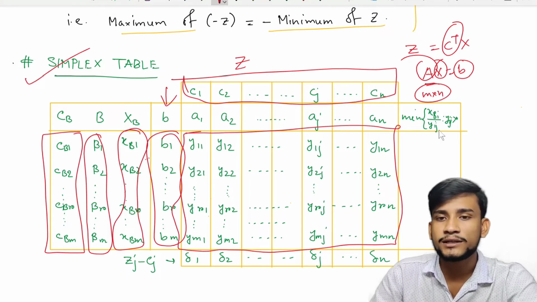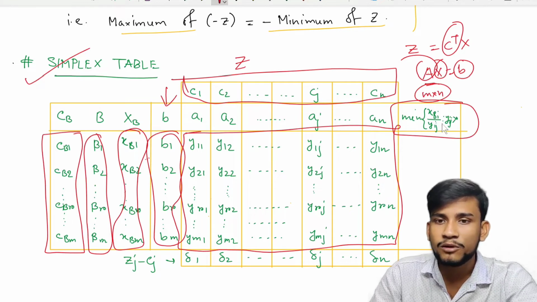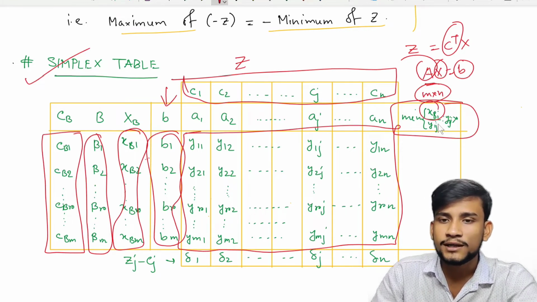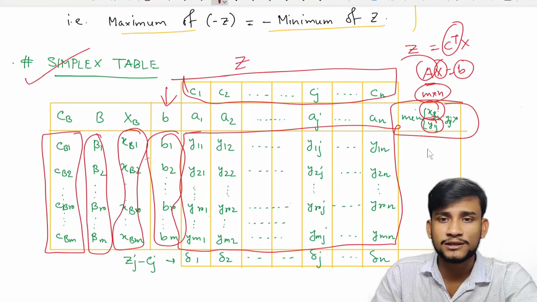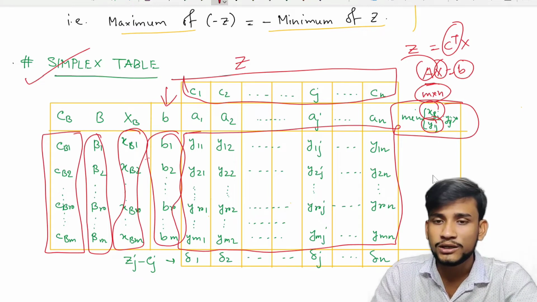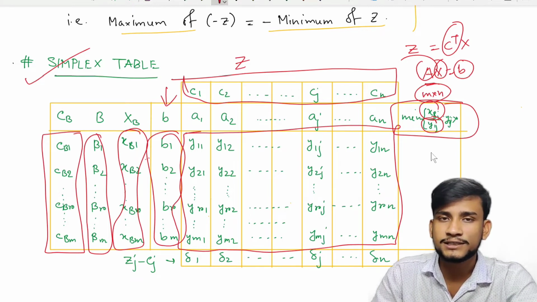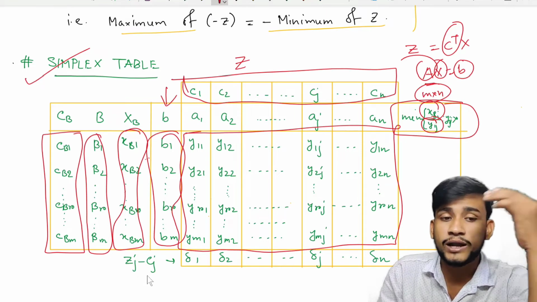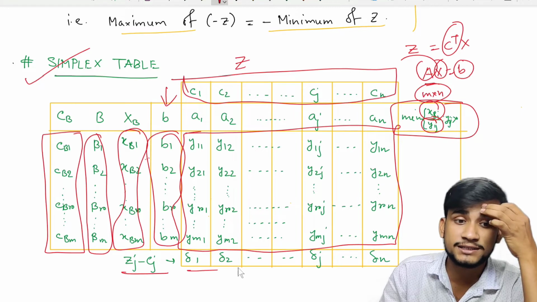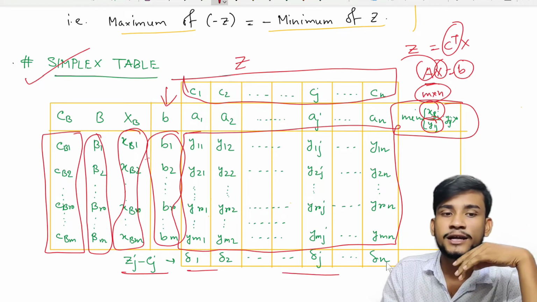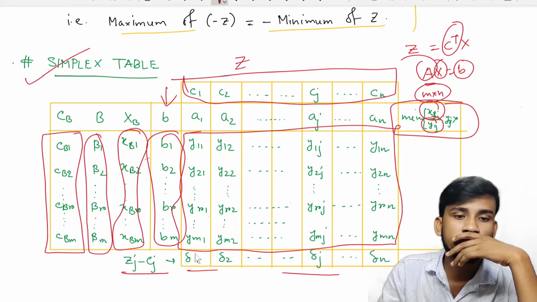There is another column, which is the minimum of xB_i by y_i. We have to calculate this for finding the outgoing vector and incoming vector. We just hold this for now and discuss it later. Another thing is zj minus cj. These are the zj minus cj, that is delta 1, delta 2, up to delta n. So how do we find this delta j?